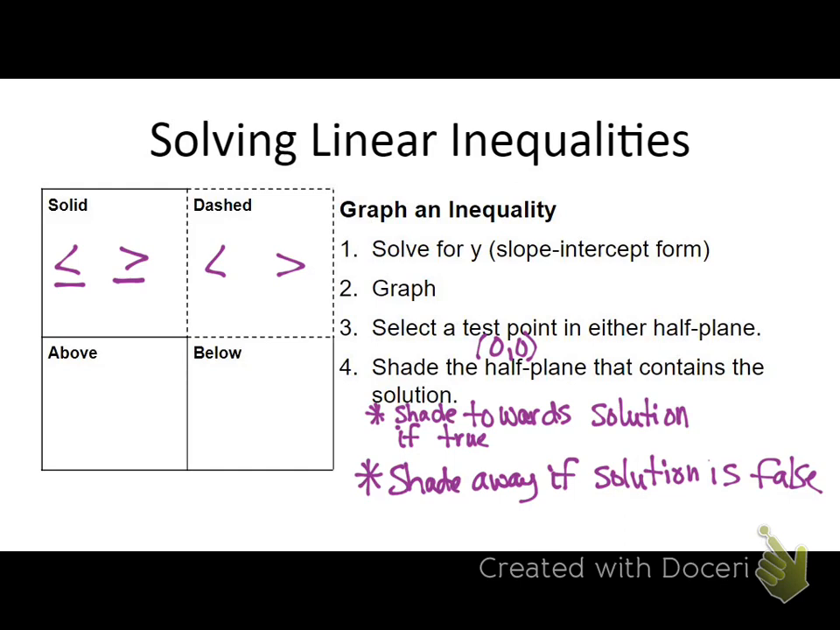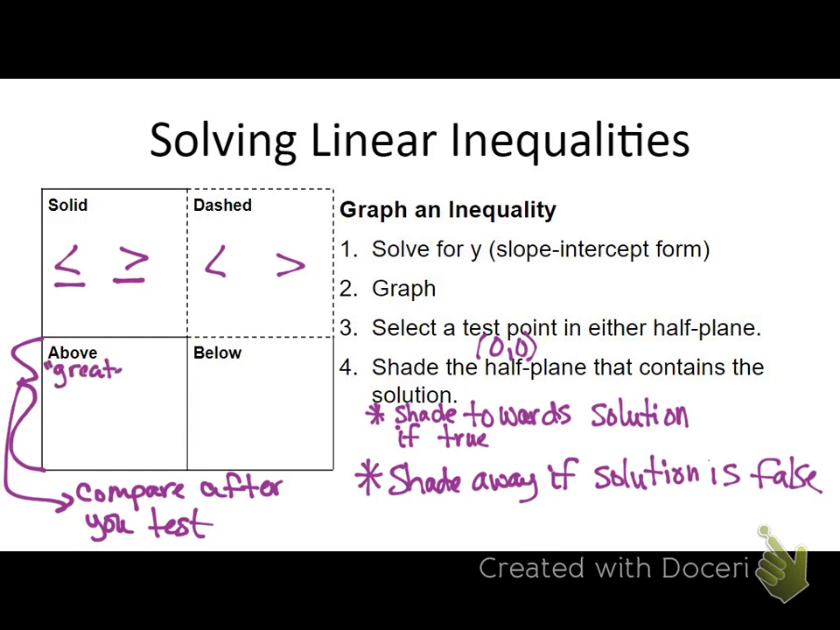Okay. This bottom part, guys, this bottom part here, you're only going to really rely on this bottom part after you test it. So you're going to shade above the line if it's greater than. And that line is called your boundary, okay? So above if it's greater than or equal to, and then you're going to shade below the boundary line if it's less than. But that's not 100% foolproof, and you'll see what I mean by that as we get going through our notes here.